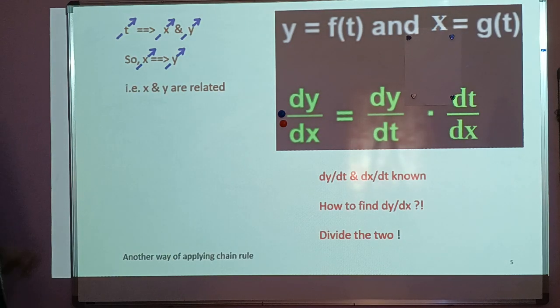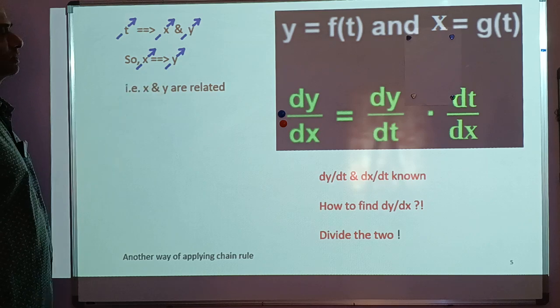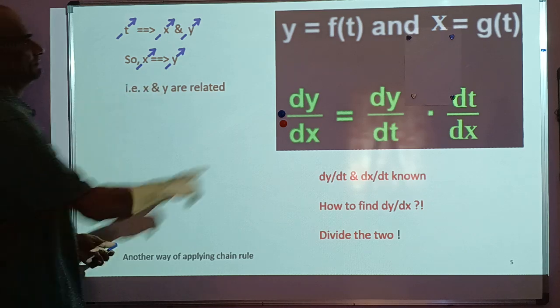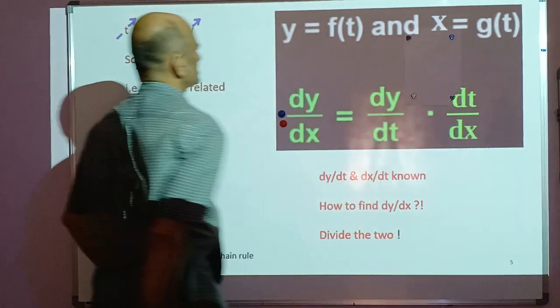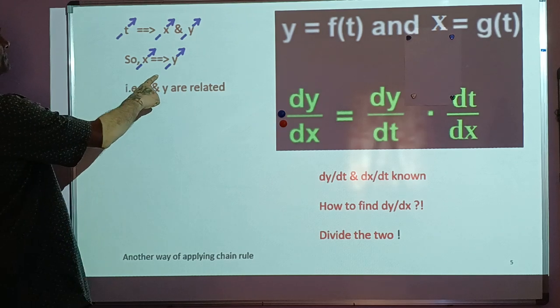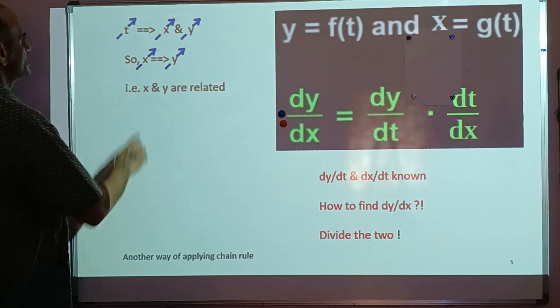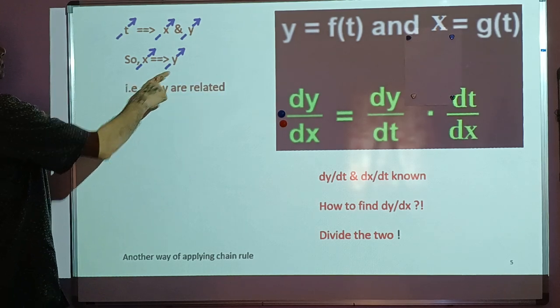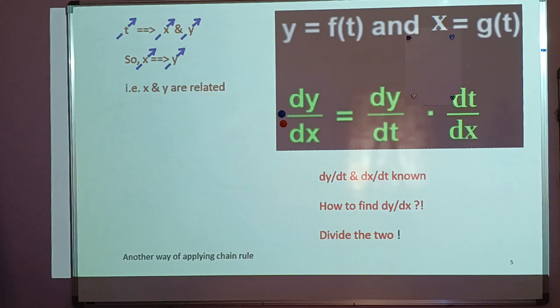So from this we can calculate when x changes, y will also change, because when x changes, t will change, because x equal to g of t means both x and t are related. So when t changes, x changes. We can also say when x changes, t will change, and when t changes, y will change. That means we can conclude that x changes means y will change. So x and y are related, so we can define a quantity dy by dx.